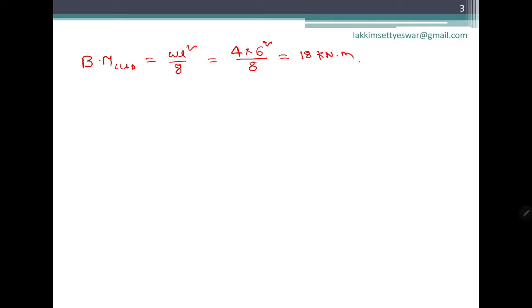Now, we need to calculate stresses: direct stress due to pre-stressing force and bending stress due to live load and dead load. Direct stress is P by A. P is the pre-stressing force and A is the cross sectional area of the rectangular member. 180 kN I converted into Newton, and the area is 36 into 10 power 3 mm square. This value comes around 5 Newton per mm square.